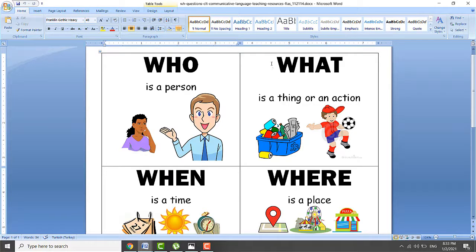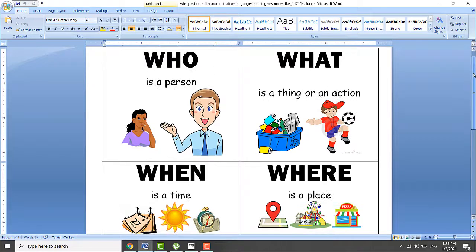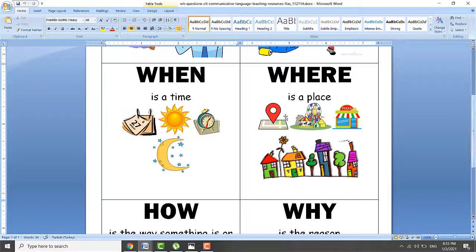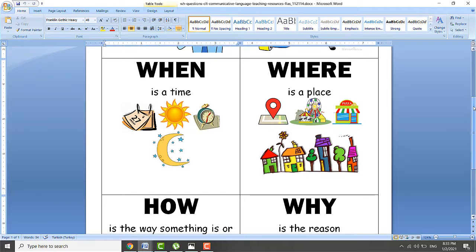Okay? Then you have what? What is a thing or an action? What are you doing? What is this? Okay? I don't say it in Thai. You should know by now. Okay? Then you have when. We use when we talk about a time. When is your birthday? Okay? Where, it's when we talk about a place. Where is your house? Okay?